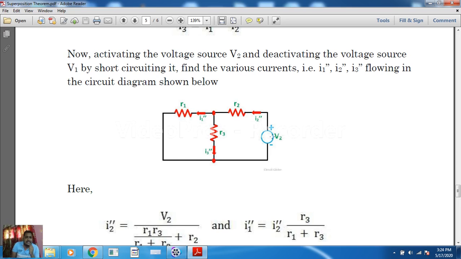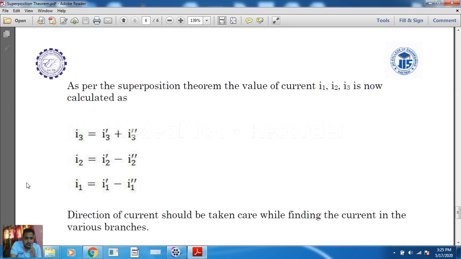But in the case of I1 double bar and I2 double bar, just check yourself, you can find that both directions are opposite. Opposite means there should be a minus, so one will be minus and one will be plus. When you are going to solve, from the larger amount you subtract the smaller amount, that will make the solution easy. So you subtract the lower value of current or voltage from the higher value.